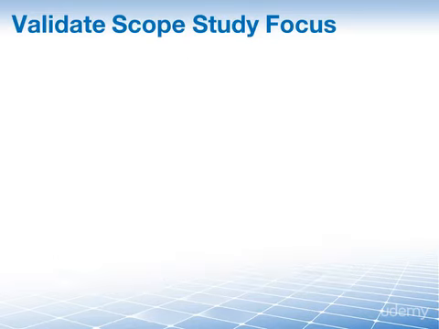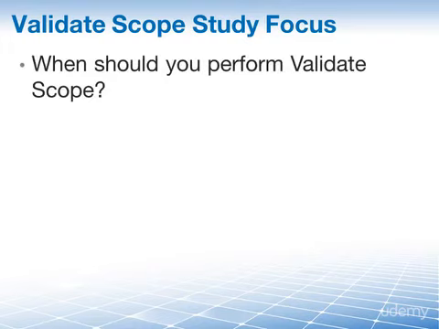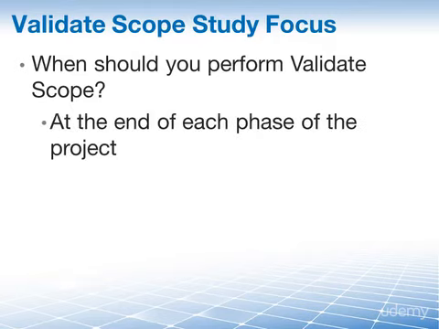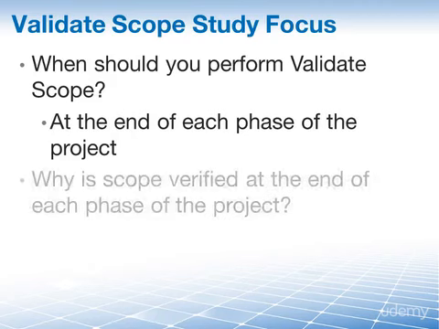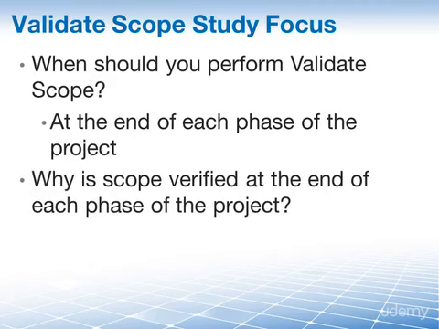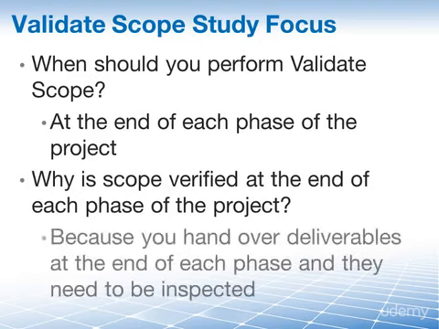And then you should know the answer to these two questions here. Question 1, when should you perform validate scope? And the answer here is that we do this at the end of each phase of the project. Question 2, why is scope verified at the end of each phase of the project? The answer here is because you hand over the deliverables at the end of each phase. They need to be inspected by the customer.